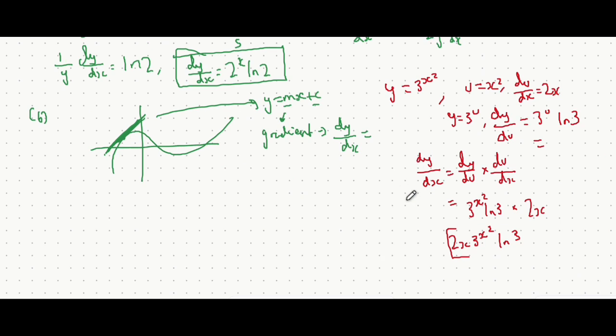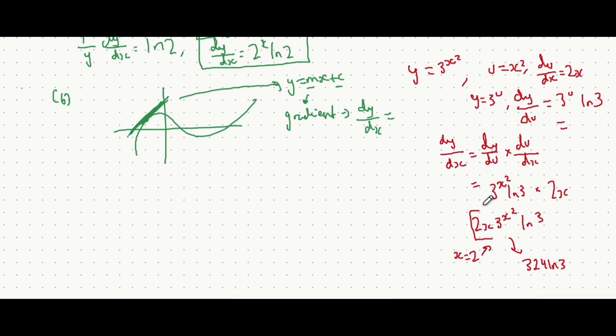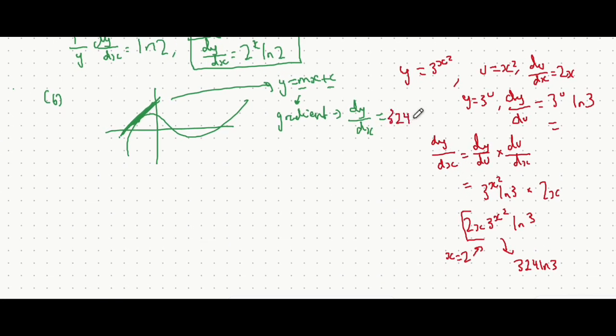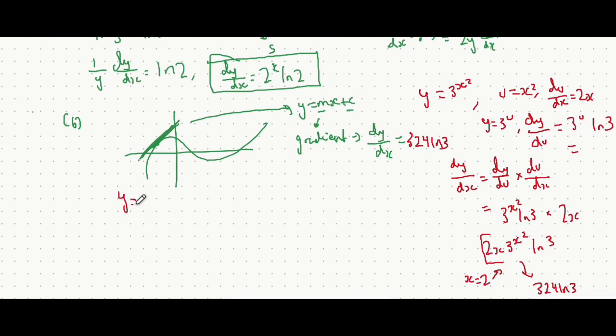So let's put x equals 2 into this. It's getting a little bit messy, but putting x equals 2 into this will give you the gradient of the tangent at the point when x equals 2. I'm going to very quickly do that on my calculator. So 2 times 2, and then 3 to the power of x squared, which in this case is 4, and then 324 ln 3. I'm going to leave it in exact format because I don't want to round in the middle of a question. But now we found the gradient of the tangent is 324 ln 3. We found the m value. So we can say y is equal to 324 ln 3 x plus c.